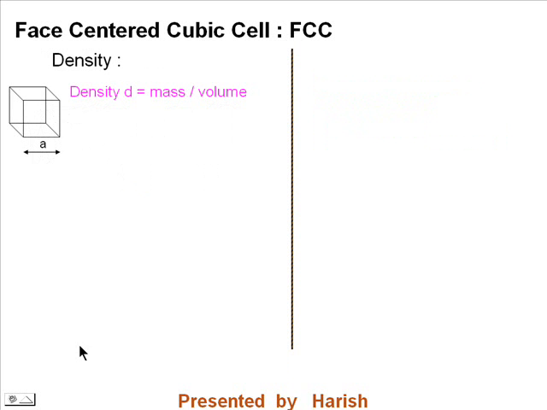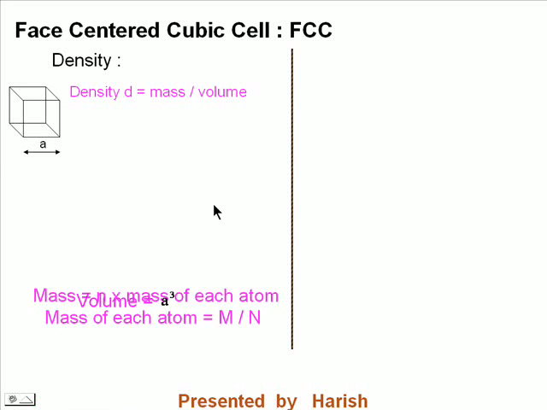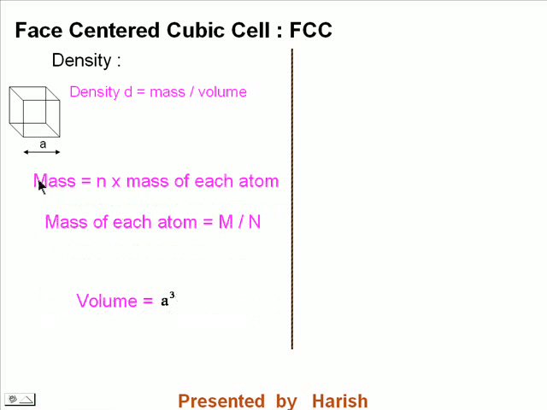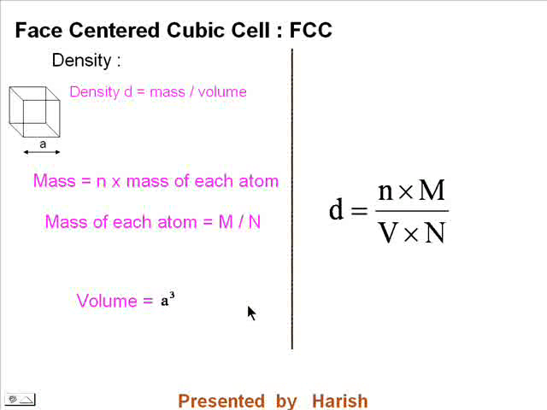Density. The density of the crystal is the same as the density of this particular unit cell. Density is mass by volume. Volume is that of a cube, and the mass of the unit cell is equal to the mass of each atom times the number of atoms present in the unit cell. n is the effective number of atoms, and the mass of each atom you can easily find: gram atomic weight by Avogadro number. So that makes d equal to n into M by V into N.